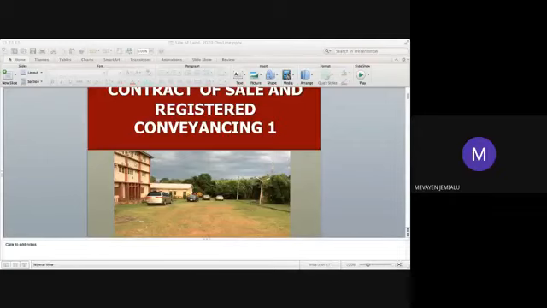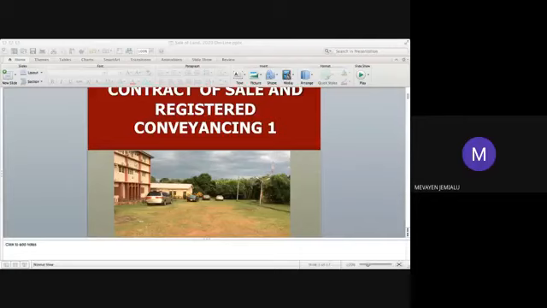On this note, we move on to stages in conveyancing. For purposes of our class, the conveyancing process is subdivided into 5 stages. That is the pre-contract, the contract, post-contract, completion, and post-completion or the perfection stage.